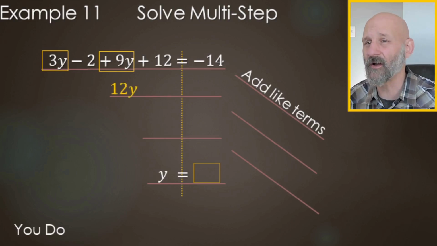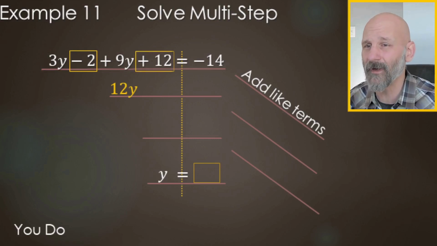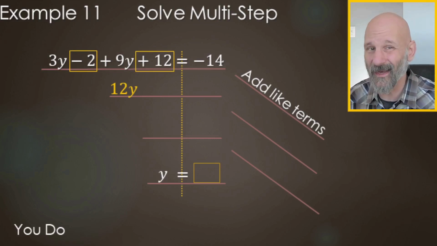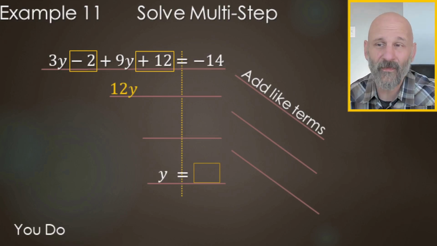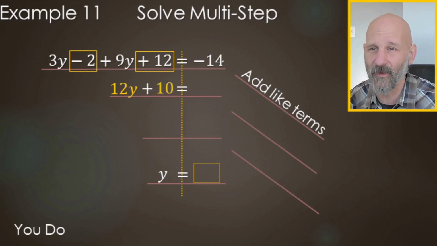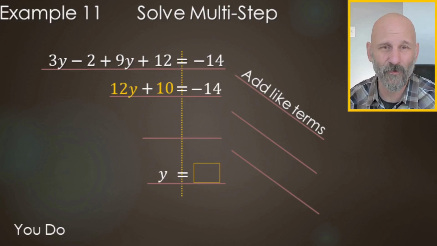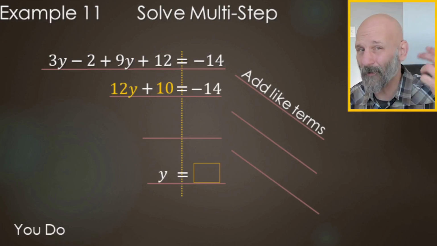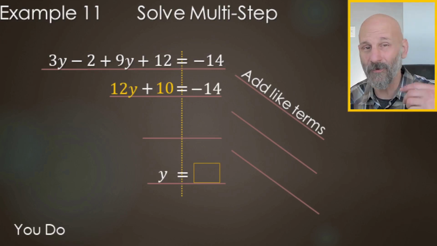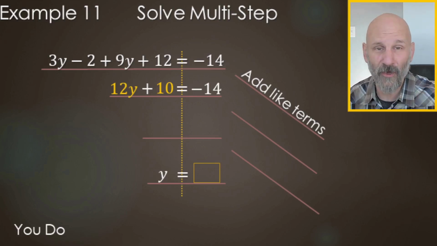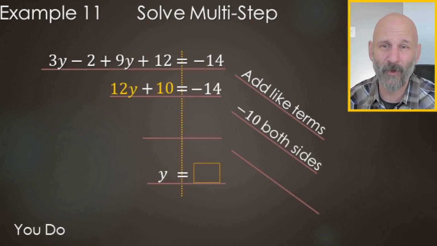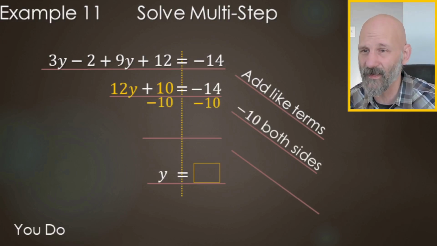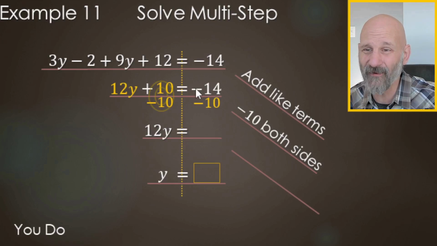Now let's look at the constant terms. We have a minus 2 and a plus 12. So think negative 2 plus 12, or subtract 2 from 12. And that's going to make 10. So we've got a plus 10 there. And the right-hand side is still equals negative 14. Now we've got the two-step equation. Undo the add or subtract, and then undo the multiplication in this case. So we're going to undo that plus 10 with a minus 10 to both sides. So now we have a 12y plus 0 equals negative 14 minus 10.